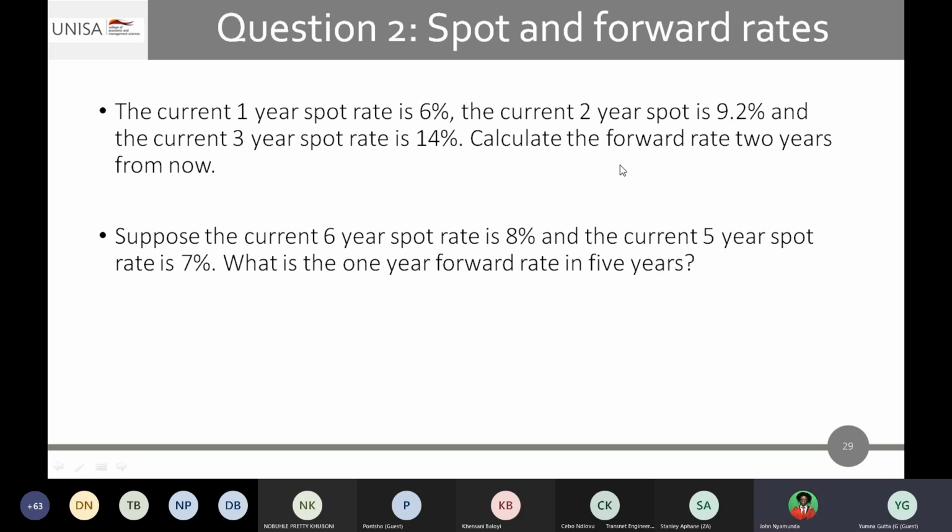Yeah, there's a question in the chat there, Yumna, from Hopkins. He's asking if they ask you to calculate the forward rate between non-successive years, like the forward rate for year 2 and year 4, do you divide the difference? Or will that question never be asked? Okay, so long as we're on the same page, you will always have consecutive years. So they'll give you year 3 and year 4, or year 2 and year 3, or year 1 and year 2. Yes, okay, thanks for that, Dr. Nyamunda.